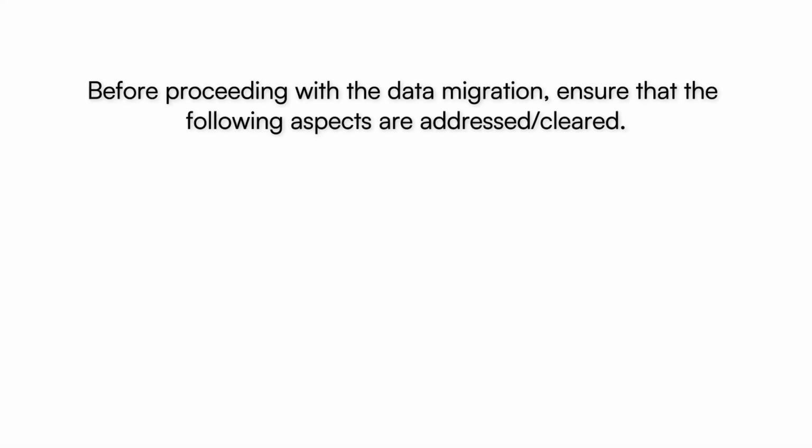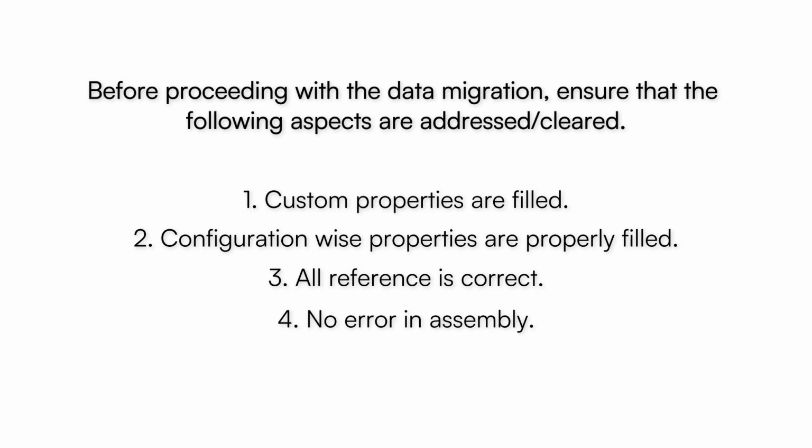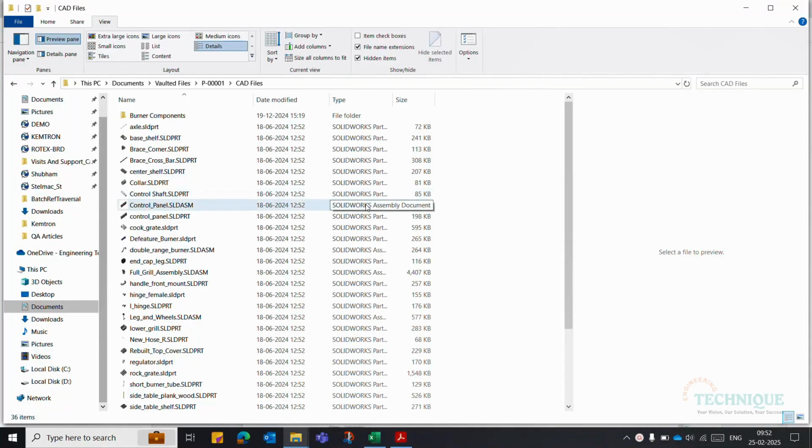Before starting data migration, we need to keep some points in mind. First, custom properties and configuration-wise properties should be properly filled in all files. Second, all the references should be correct. And third, there should be no error in the assembly, and the revision value should be filled in the custom property of all files. So we will copy these files and migrate them to our PDM vault.